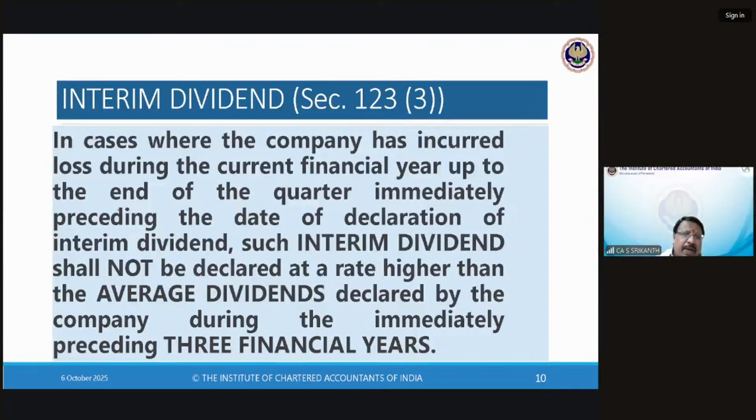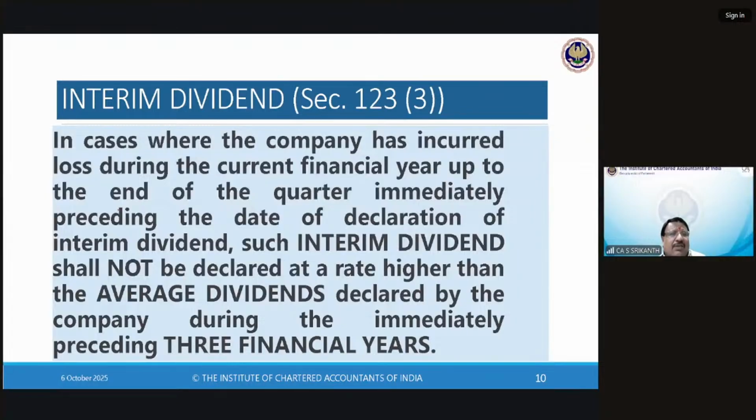In cases where the company has incurred a loss during the current financial year, up to the end of the quarter immediately preceding the date of declaration of interim dividend. Got it? So, for example, 30th September, I want to declare on 5/10. 1st April to 30th September there is a loss. Luckily, the opening balance is there. Some opening profit is there. I have some money to pay. Without money, I can't pay. I can't pay when there is a loss, but it is the current financial year's loss. That's all.